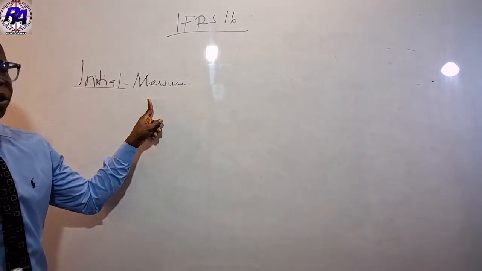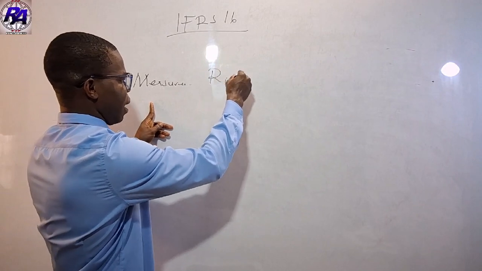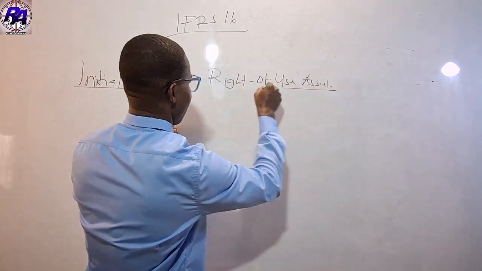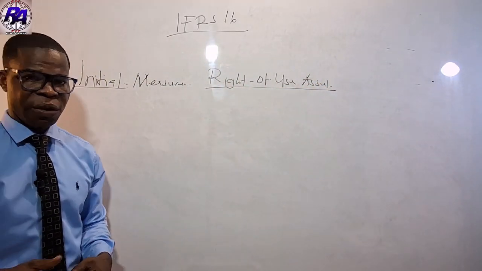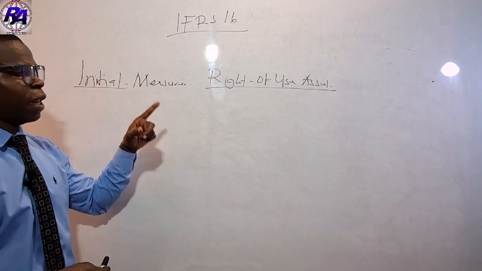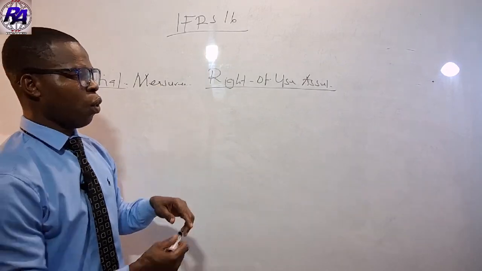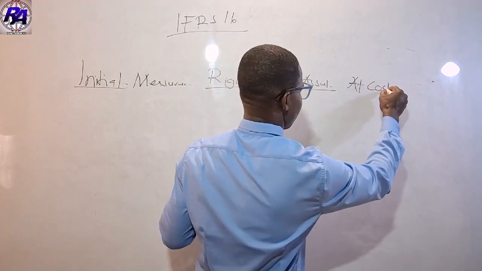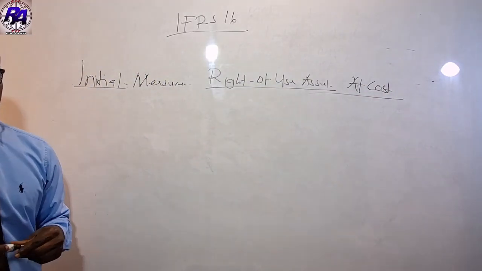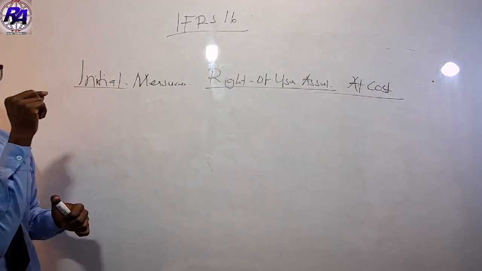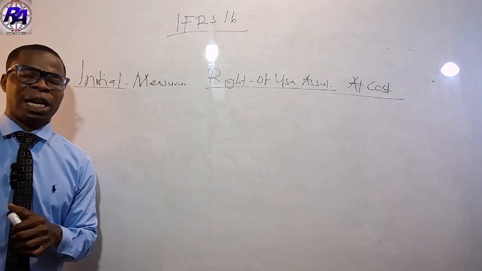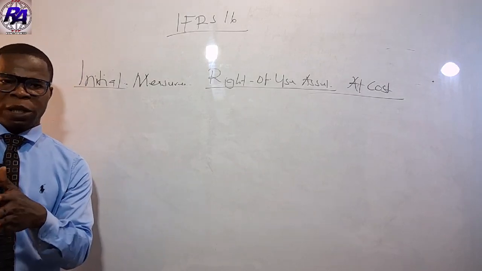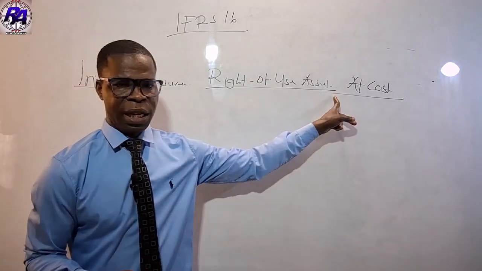So we want to look at the initial measurement of the right of use asset. Now, at the initial day or the commencement date, the lessee is supposed to measure the right of use asset at cost. But this cost here is different from the cost we have looked at under intangible assets, under property, plant and equipment, and under investment property. So how to determine the cost here is different.